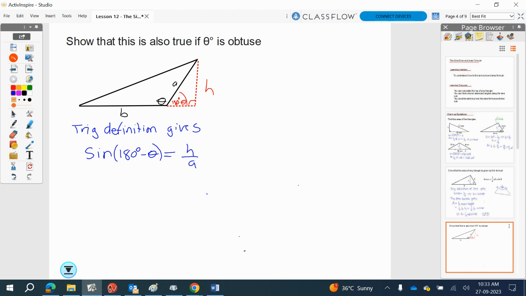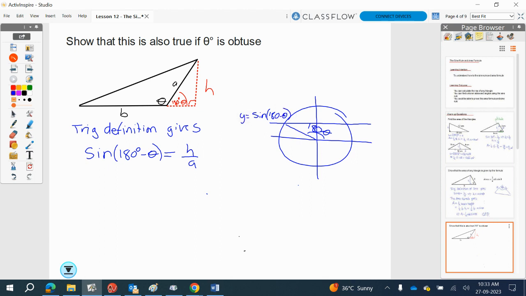So if we take the unit circle, like this one, and we have an obtuse angle over here, such as 180 minus theta, we can draw a straight line across here, because this is the sine of 180 minus theta, it's y equals. So this angle here is going to be theta. So this is also the line y is equal to sine theta.